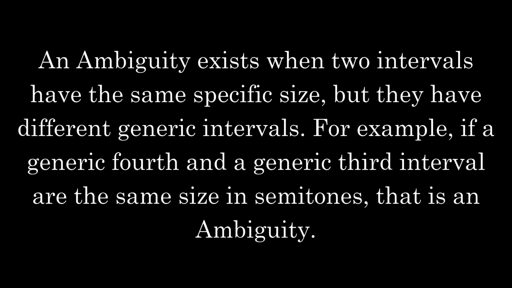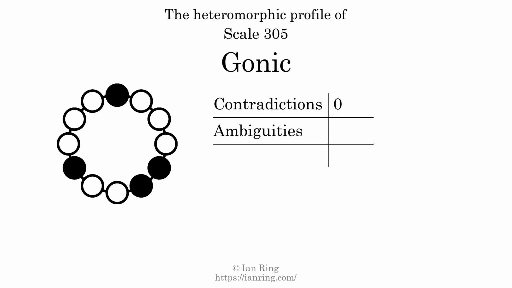An ambiguity exists when two intervals have the same specific size, but they have different generic intervals. For example, if a generic fourth and a generic third interval are the same size in semitones, that is an ambiguity. The number of ambiguities in this scale is 4.